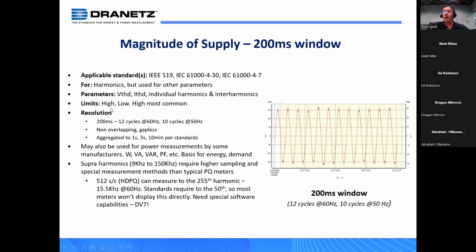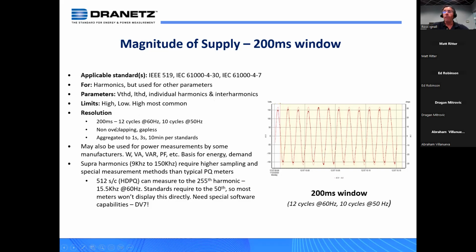So the limits that are applied, usually there are high limits or low limits. Most of the time, in the common way, it is a high limit. Most of the time people aren't interested in how low their harmonics are. It's usually how high they are and going past certain limits. So again, that resolution is 200 milliseconds, that 10, 12 cycles that we spoke about.